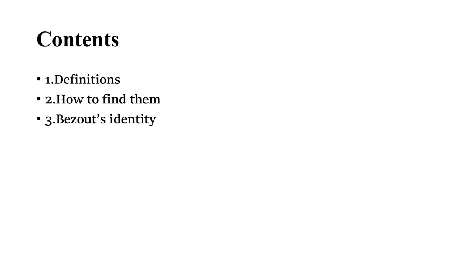For this video, I would like to have three parts. The first part is the definitions. Second part is how to find the GCDs and the LCMs. And the last is a very important part of this topic, the Bezout identity. So here we talk about definitions.